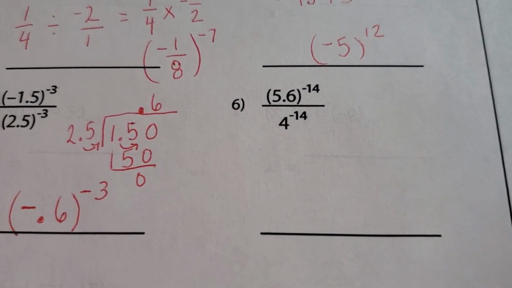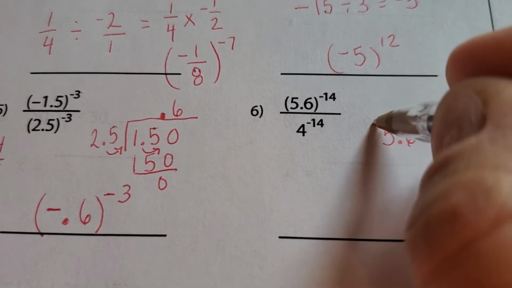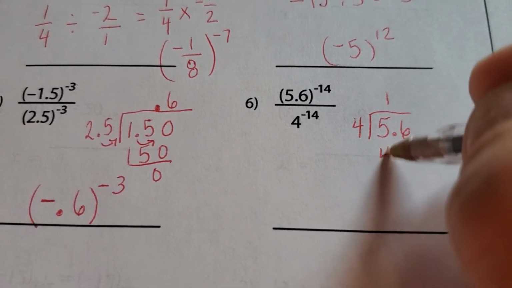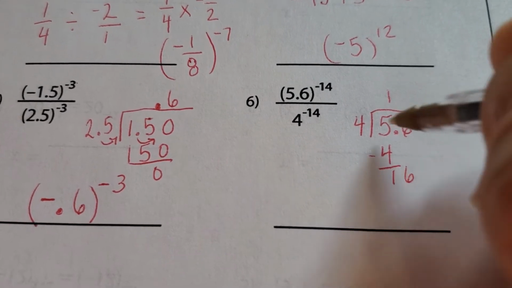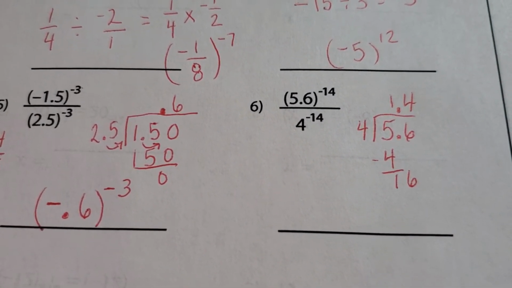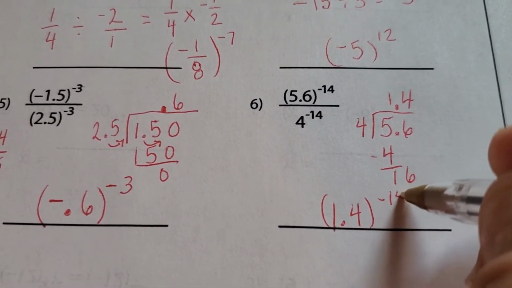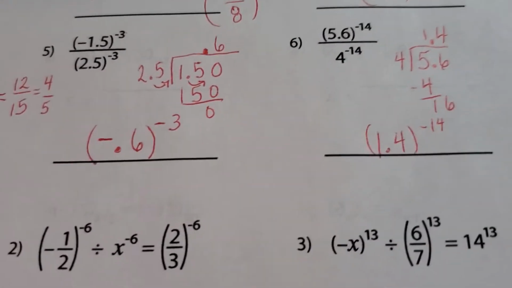Okay, and question number 6, very similar. 5.6 divided by 4. 4 goes into 5 one time. I subtract, I get a 1, I bring down the 6. 4 goes into 16 4 times with that decimal in between. So I have 1.4 to the -14th power. Okay, so that was part A.